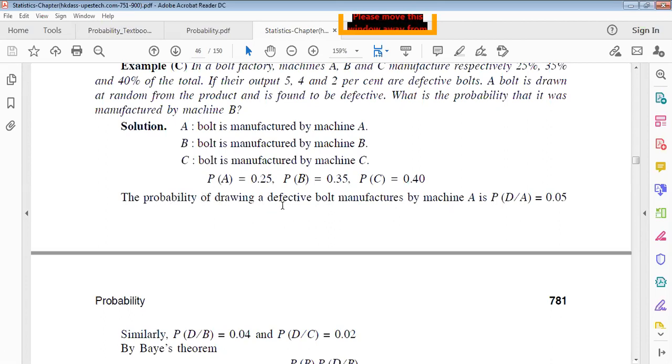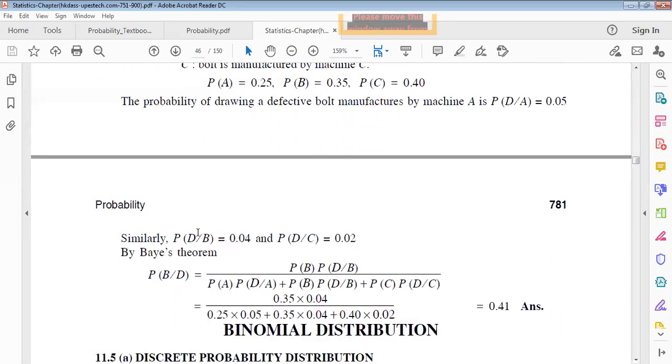The probability of drawing a defective bolt manufactured by machine A: it is defective, but it is drawn from machine A. This is the probability of D by A. Probability of D by A means what? Probability of defective, but it comes from machine A. This is 5%. Similarly, probability of defective, it comes from machine B, 4%, which means 0.04, and probability of defective, but it comes from machine C, this is 2%, 0.02. All these values are given in the question.